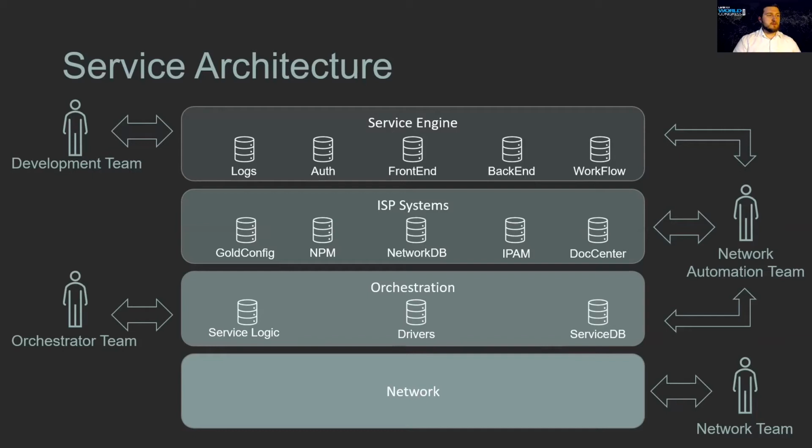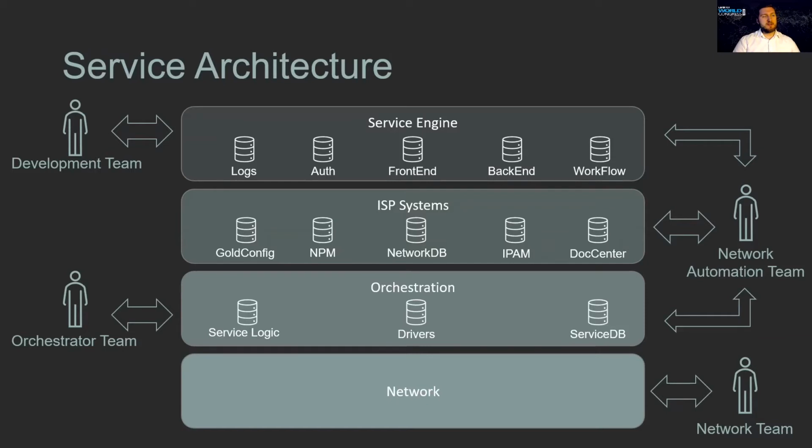NPM is a system for collecting and processing network performance data. NetworkDB is a database with the current device configuration. IPAM is an IP address management system. Doc Center is a service for storing and displaying up-to-date documentation about the network. It holds rules, algorithms used in the network, designs, templates, and schemes.